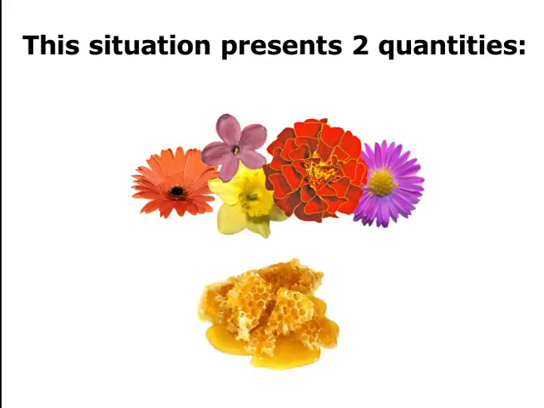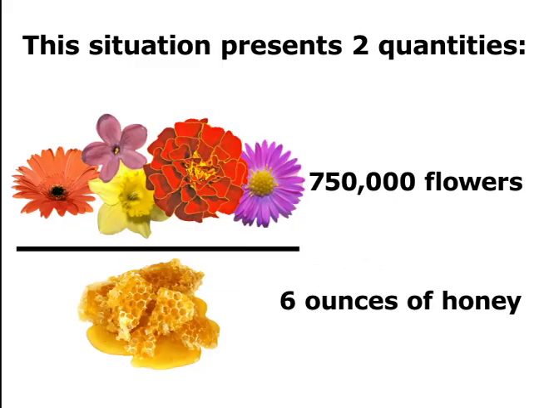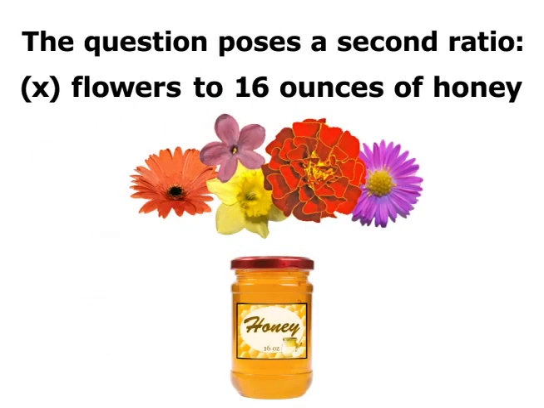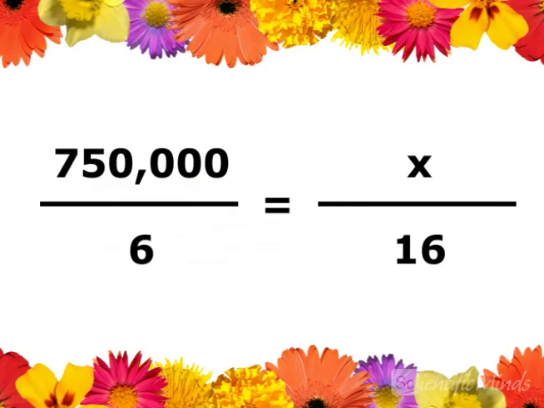The situation presents 2 quantities, flowers and ounces of honey. We have been given one ratio, 750,000 flowers to 6 ounces, or 750,000 to 6. The question poses a second ratio, x amount of flowers to 16 ounces, or x to 16. These two ratios can be set equal to each other to make a proportion in which the variable, x, can be solved for by cross-multiplying.